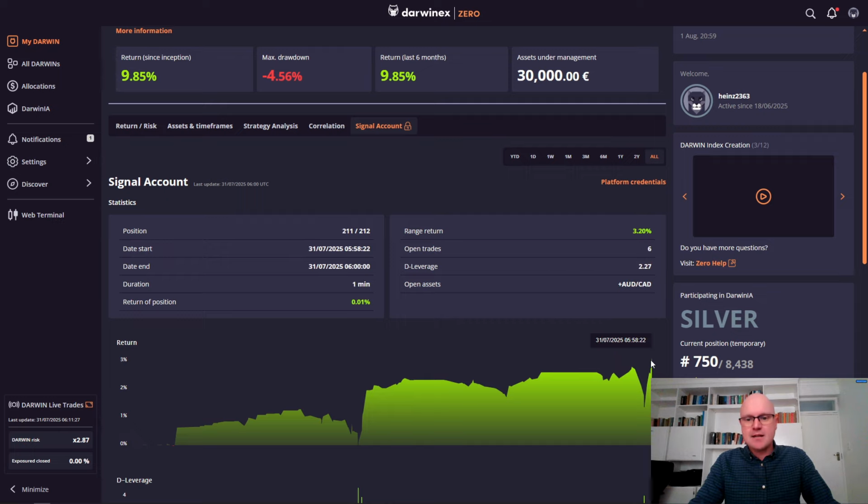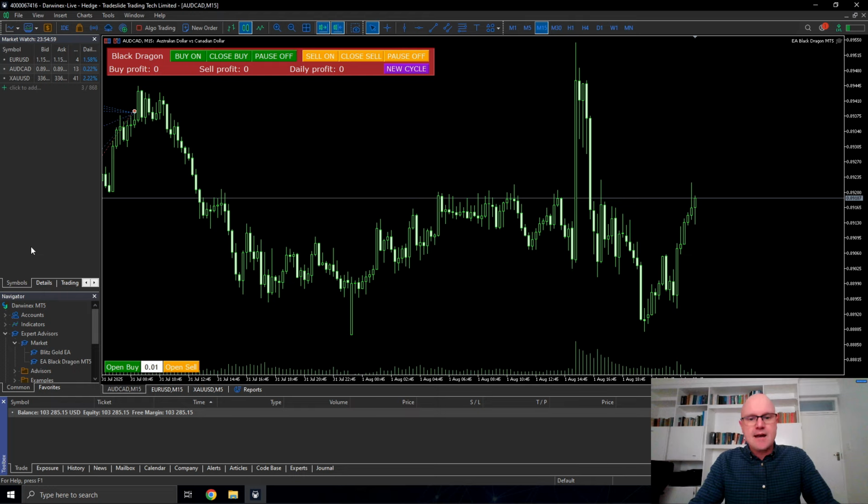Now, the signal account is a 100k Darwin account that you're provided with, which is used to determine your risk rating. And on the account, you'll see a range of return of about 3.2%, meaning that they take that range of return to determine your Darwin score.